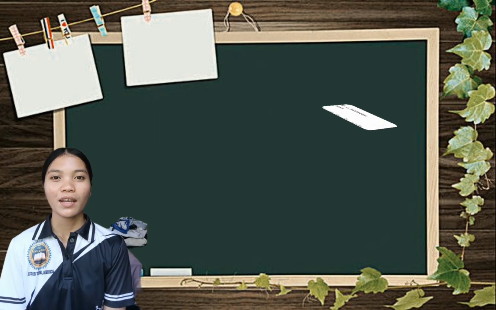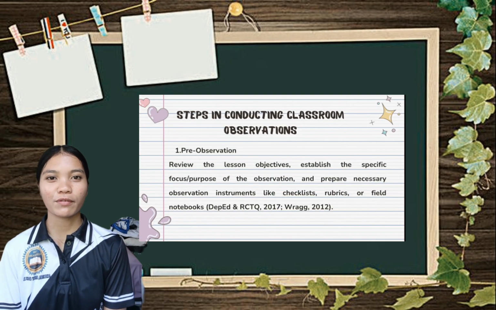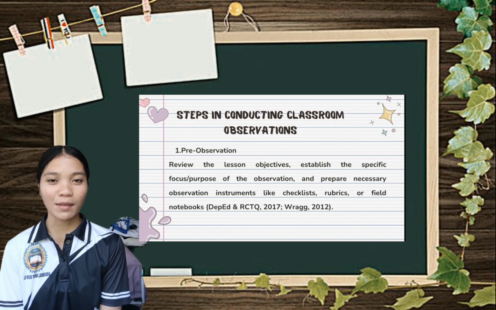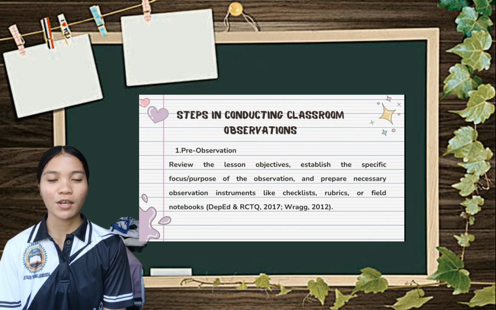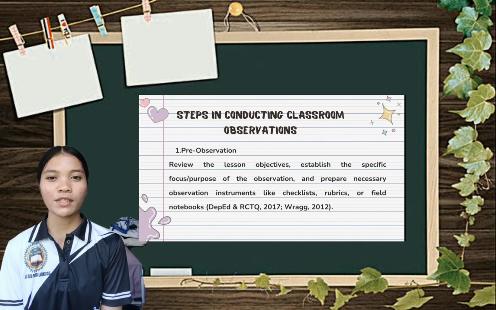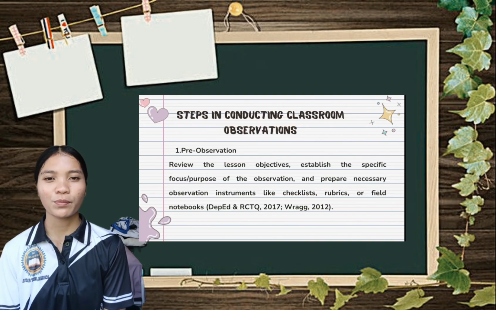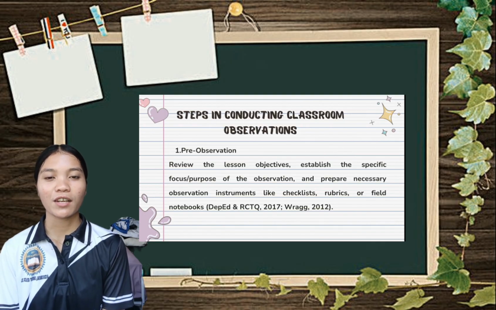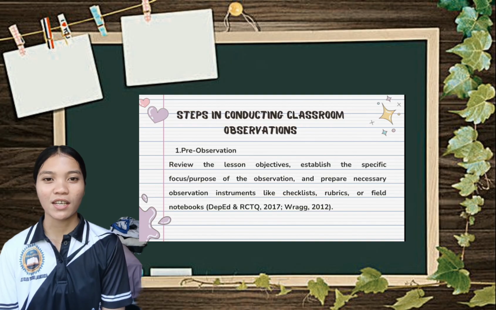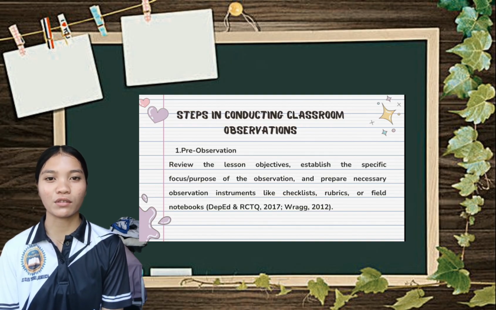Now that we have discussed the different observation techniques, let us move on to the steps in conducting classroom observations. So there are three major stages: pre-observation, during observation, and post-observation. First, we have pre-observation. Pre-observation happens before the lesson begins. During this stage, the observer reviews the lesson objectives, identifies the specific purpose or focus of the observation, and prepares observation tools such as checklists, rubrics, or field notebooks.